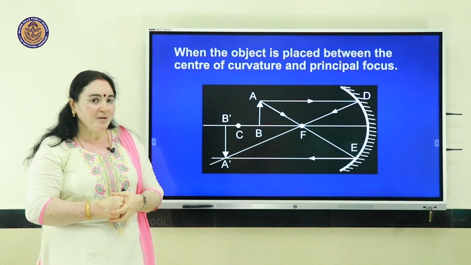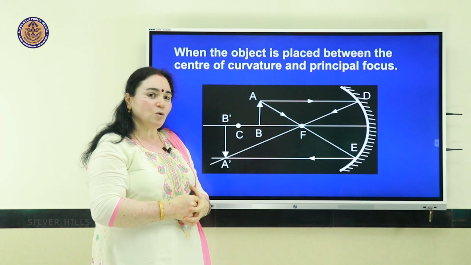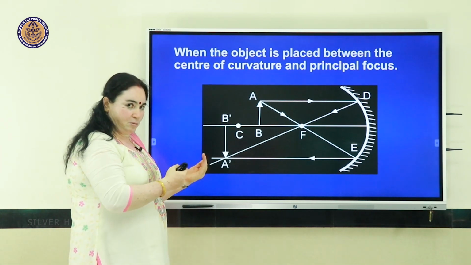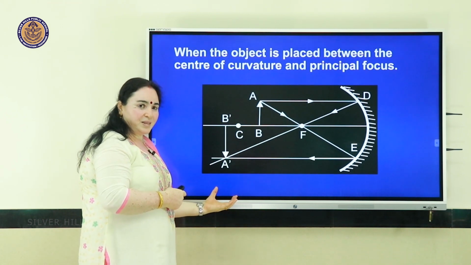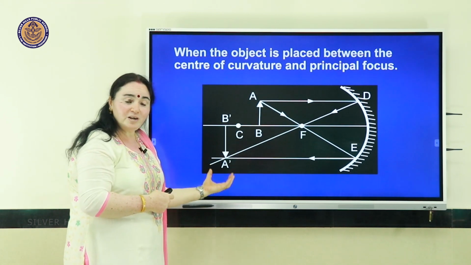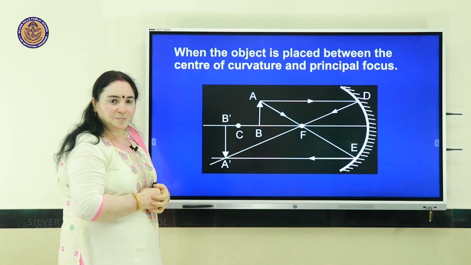Now have a look at the image again. My object's image is going to be getting bigger now. And real also, because it's inverted, can be created on a screen.